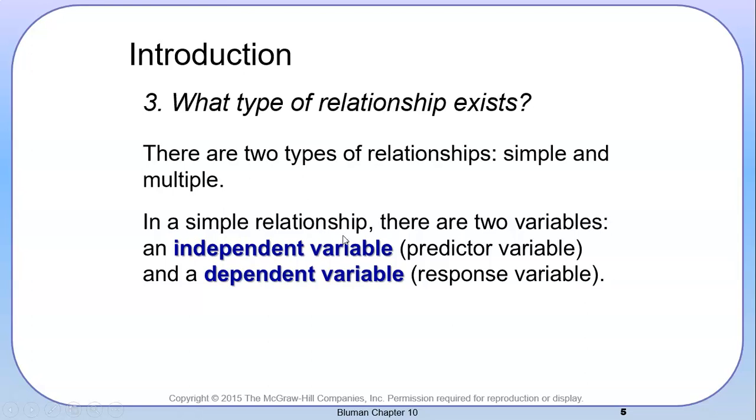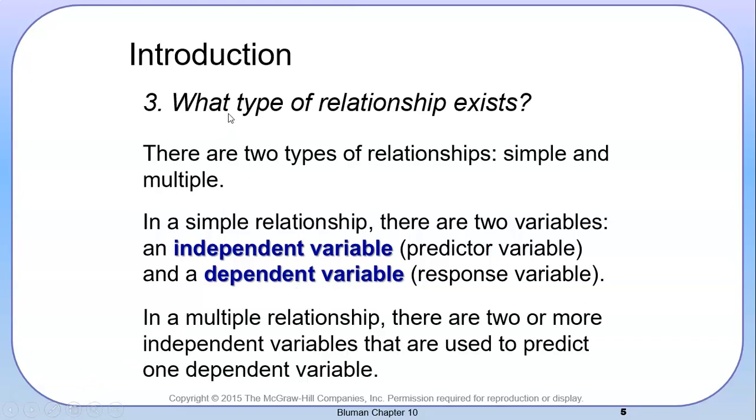In a simple relationship, there are two variables involved. The independent variable is the predictor variable, and the dependent variable is the response variable. The independent variable we call the predictor variable, or the factor involved in our study. And the dependent variable is the outcome of the study. The multiple one we do not look at, we only look at the simple one. So we look at the next one.